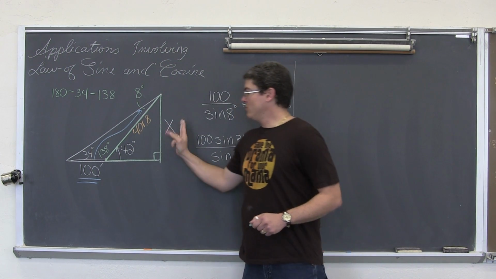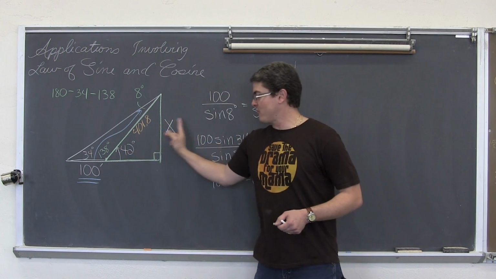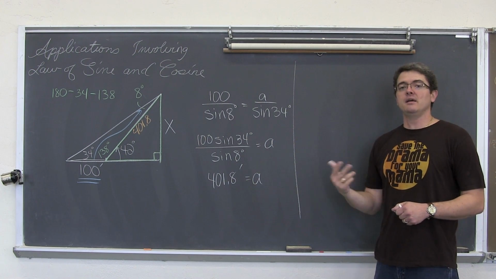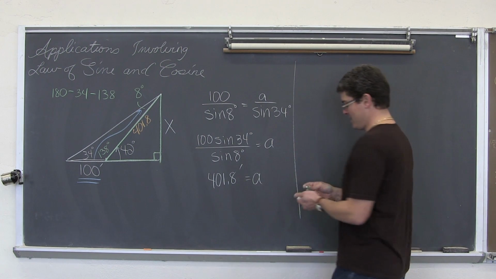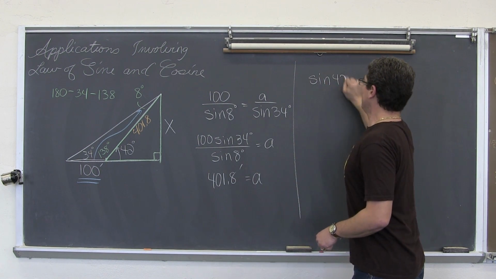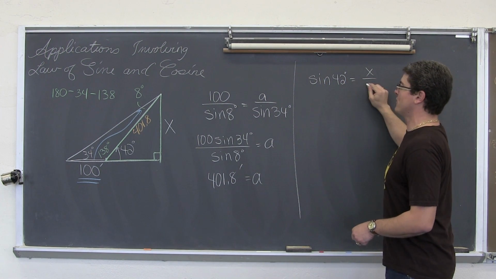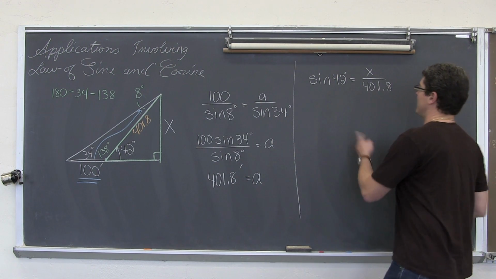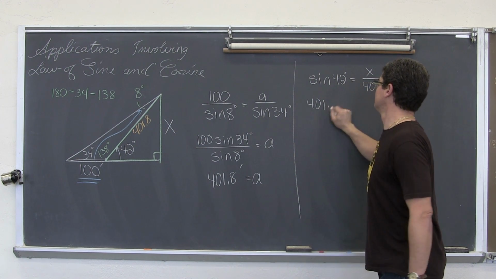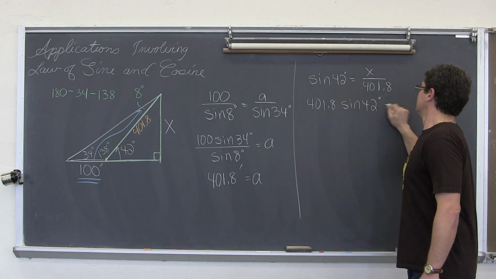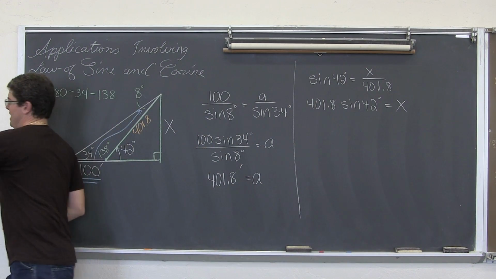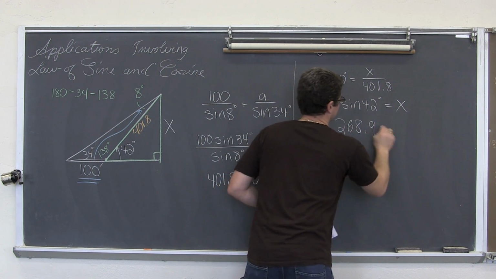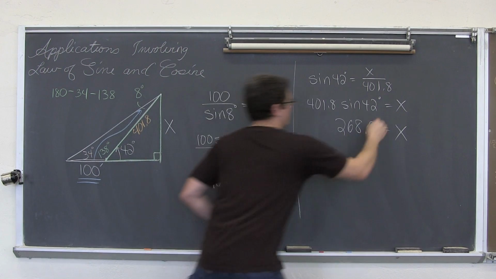So, from the 42, we want the opposite side from 42, and we have the hypotenuse. When you want the opposite and you have the hypotenuse, that is going to require the sine function. So the sine of 42 degrees is equal to x over 401.8. And again, we want to undo that division, that fraction bar, by multiplying both sides by 401.8. And x comes out to be 268.9 units. I've already marked off feet, so bam!